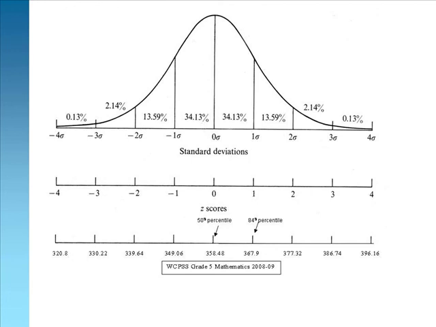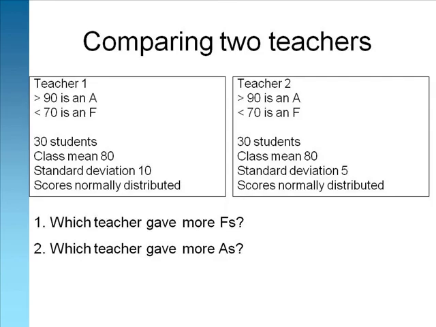Pause the video. Here are the percentiles rounded to the nearest whole number. Since the percentiles for -3 and +3 round to 0 and 100, we know that almost all scores are within 3 standard deviations of the mean for a normal distribution.